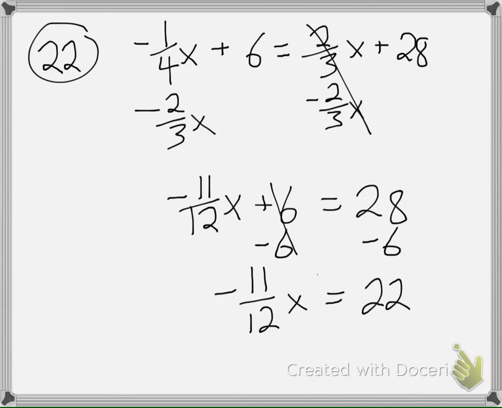And then from here, what operation is this? Division. A number sitting right next to a variable means you are multiplying. So that means to solve it, we need to divide. Now, to divide, we put all of this over negative 11/12.